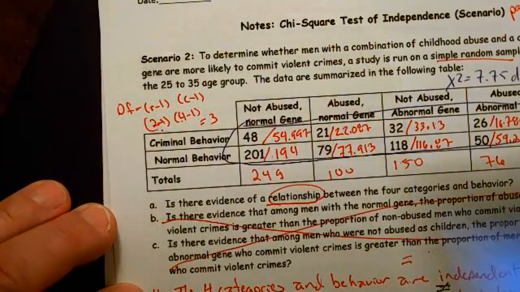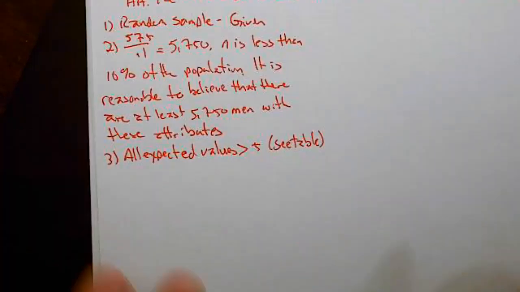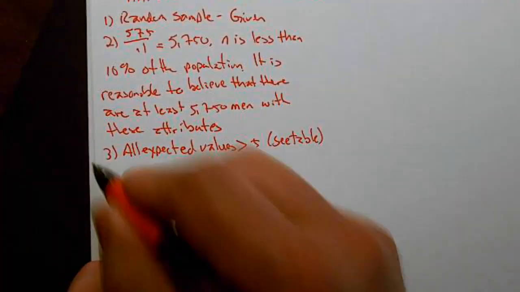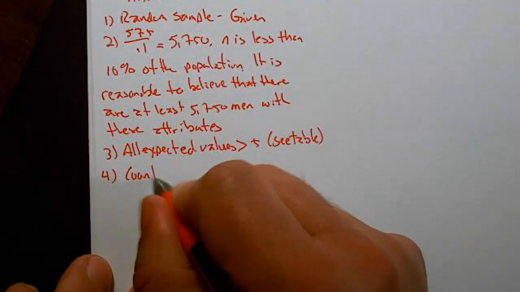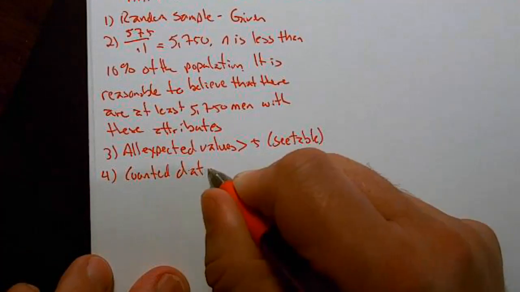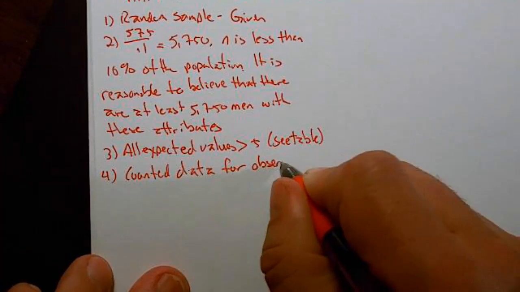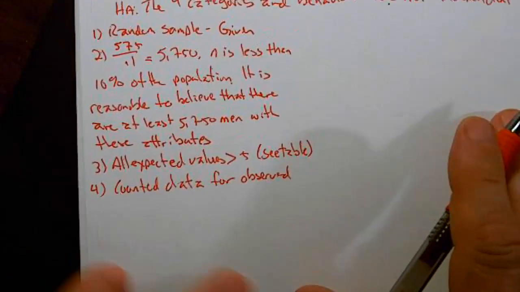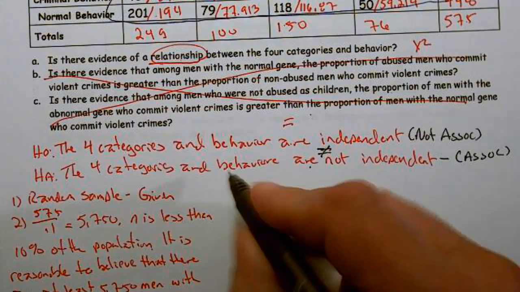All right. Now, we still have one condition left. The one condition that's left, counted data for observed. All right, so all of our conditions are met, and we're going to go ahead and get to work on our actual problem. And our actual problem is going to go like this.